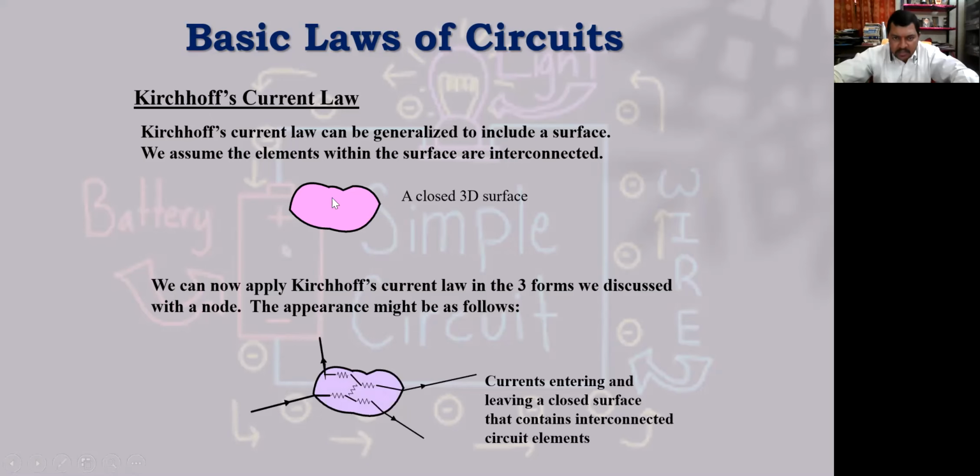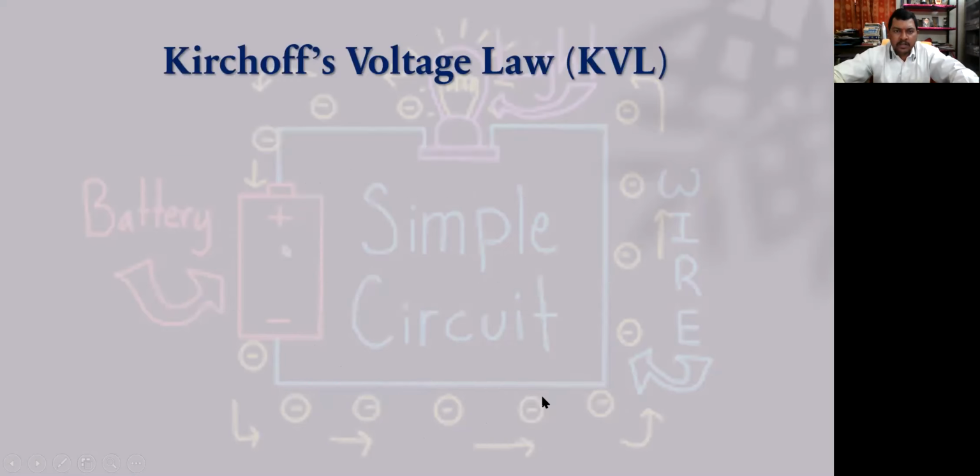So here inside it, we are having a circuit like this, with resistors belonging to it, and we are having four lines which are coming or getting inside it. So these are coming inside, and these are leaving this closed surface. So currents entering and leaving a closed surface that contains interconnected circuit elements.